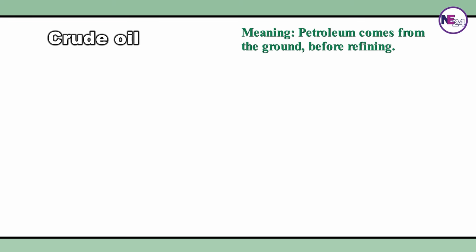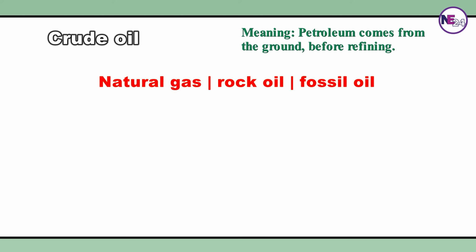Crude oil. Petroleum comes from the ground, before refining. Natural gas. Rock oil. Fossil oil.